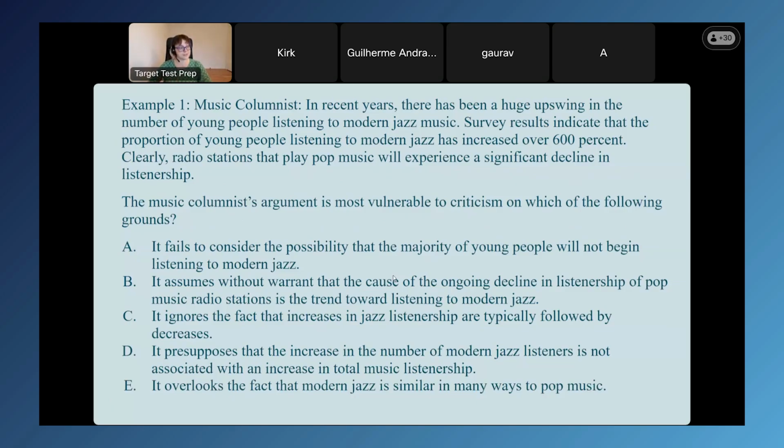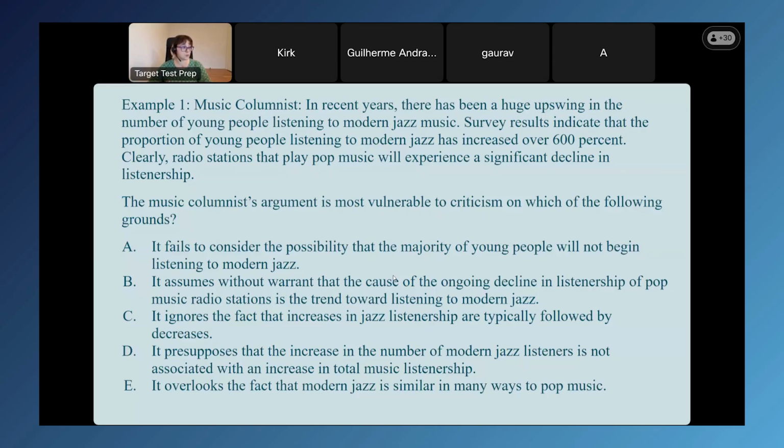A, it fails to consider the possibility that the majority of young people will not begin listening to modern jazz. Is this something that the argument does? Yes, it is. Is it a logical flaw? No. The conclusion does not require that the majority of young people begin listening to modern jazz. So while this is something the argument does, it does not meet the second requirement. It is not a logical flaw.